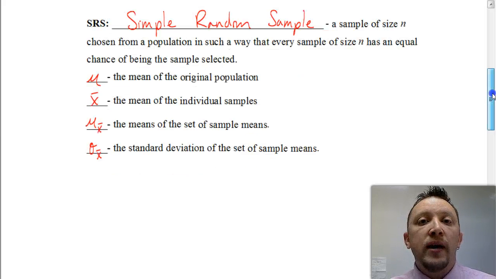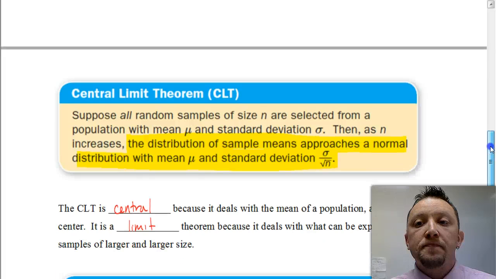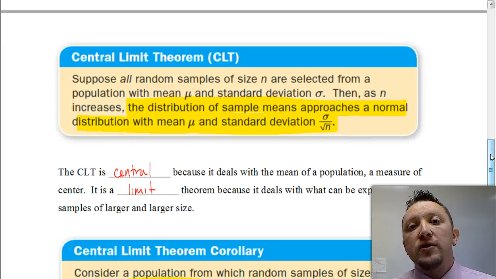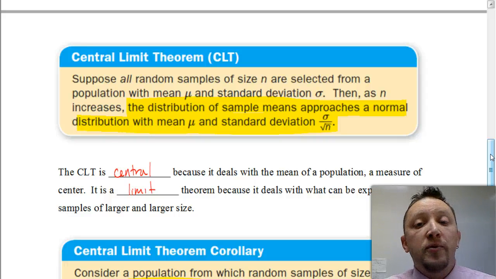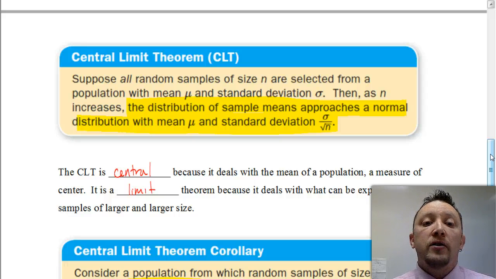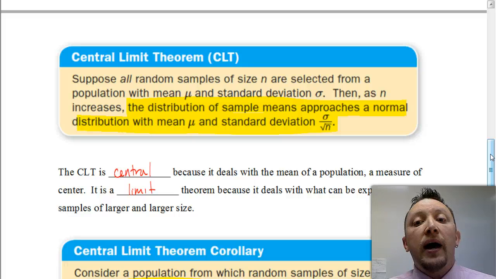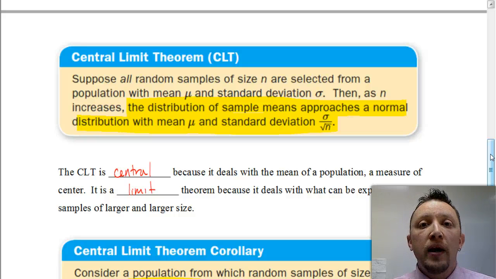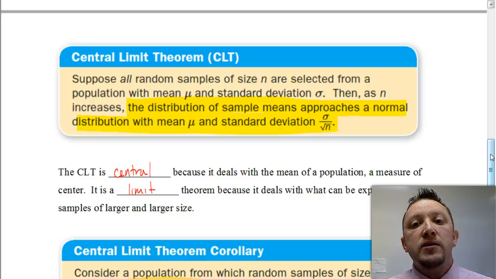Well, now let's talk about what the Central Limit Theorem is all about. The key here is that the Central Limit Theorem states that, suppose all random samples of size n are selected from a population with a particular mean and a particular standard deviation. Then as the value for n increases, the distribution of the sample means is going to approach what we call a normal distribution, with a mean of mu. To find the standard deviation for that distribution, we take the standard deviation for the entire population and divide it by the square root of our sample size, n.